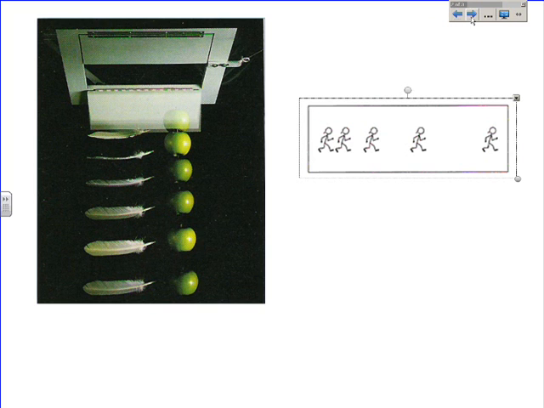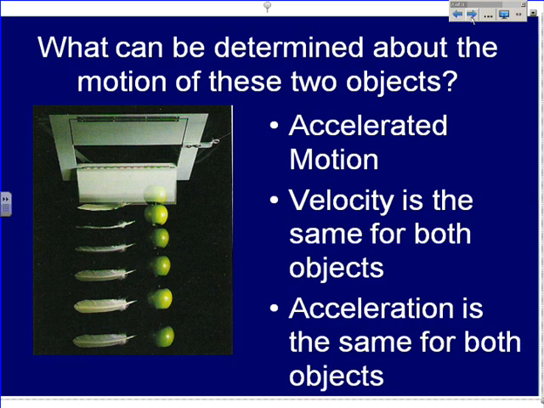As far as what we can determine about the motion of those two objects, we could say first that this is accelerated motion because those intervals keep getting larger. Second, the velocity is the same for both of these objects because if we look at their displacements during equal time intervals, we see that those displacements are exactly the same. And then the third thing we should be able to tell is that the acceleration is the same for both objects because their velocities are changing by the same amount. Change in velocity, that's our definition of acceleration. What does this all mean? This leads us to our discussion about gravity.